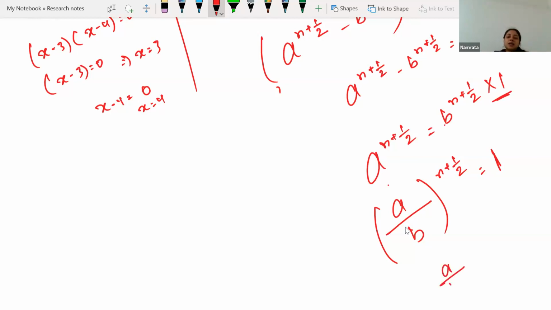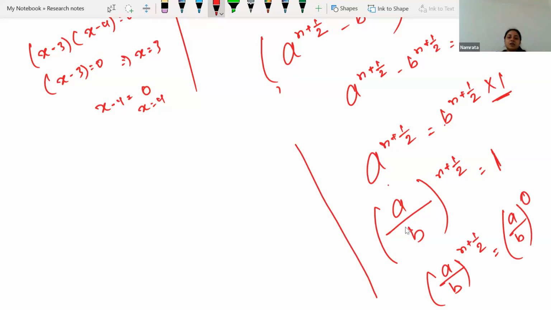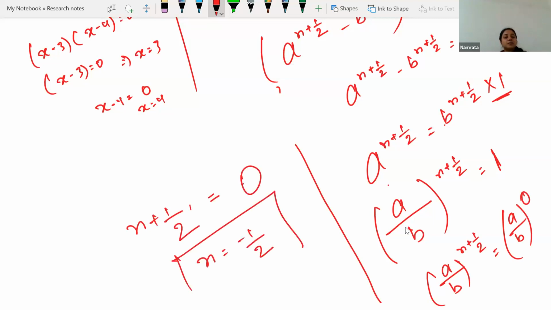So we will be getting a by b to the power n plus 1 by 2, and 1 on the other side. Can we write a by b to the power 0? Yes, ma'am. Okay. So now comparing the powers, we get n plus 1 by 2 is 0. So n value is negative 1 by 2. Got it? Yes, ma'am. Clear? Yes, ma'am. Let's move ahead.